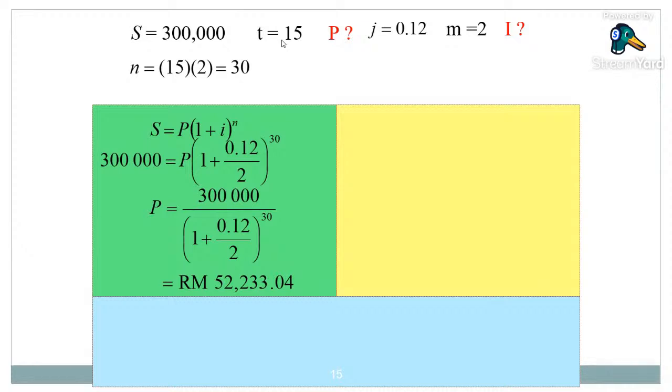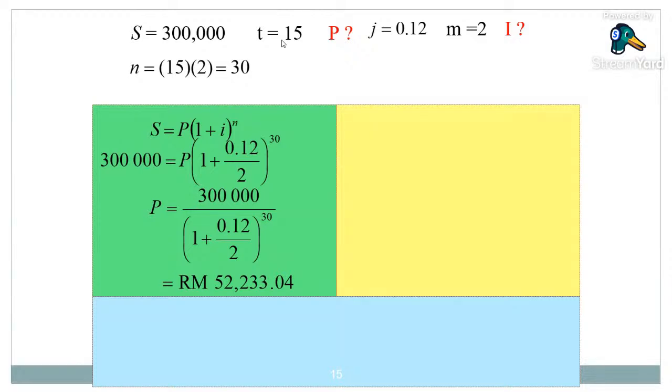Okay, bayangkan ya dalam masa 15 tahun, bayangkan daripada 50,000 jadi 300,000. Sebab apa? Interest rate dia tu 12%, sangat tinggi, and then compounded twice per year. Okay, dikira interest tu sebanyak 2 kali setahun. So makin akan tinggi lah. Okay, M ni semakin tinggi dia semakin besar nilai interest tu.